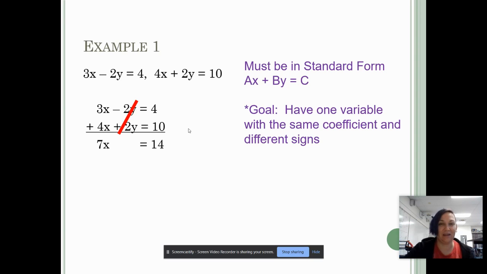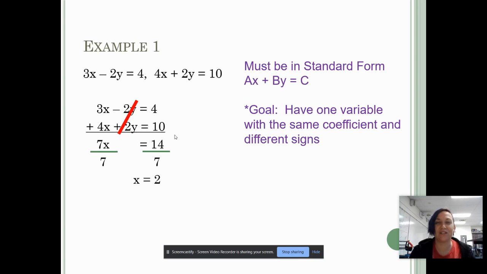At this point in time, I have a very simple one-step equation where I can solve for x, and I get my first answer, x equals 2. Now, don't forget, on all of these problems, you need an ordered pair. It's technically one answer, but it needs to have two numbers in it. It needs an x number and a y number. And so we're not done with this problem.